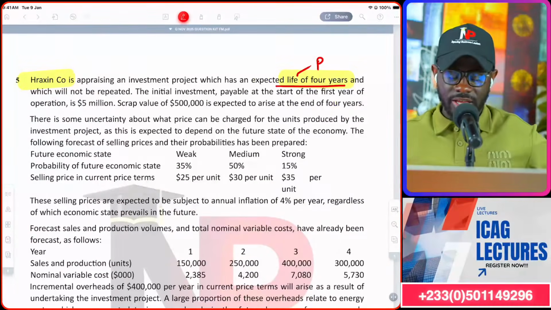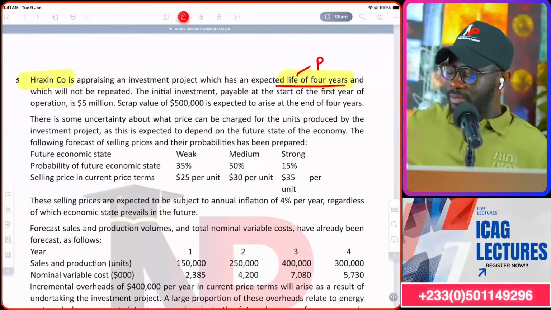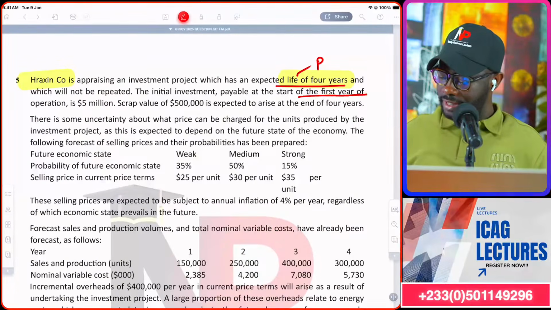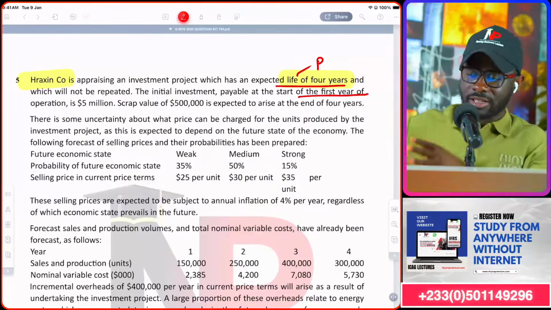So let's proceed and see what we have here. The initial investment is payable at the start of the first year.